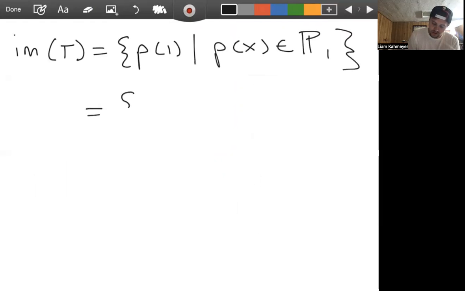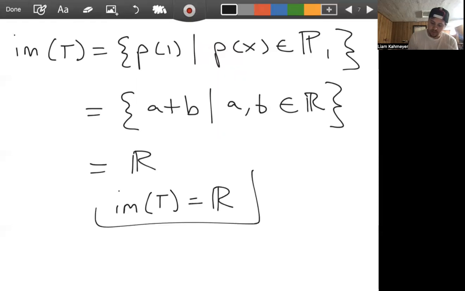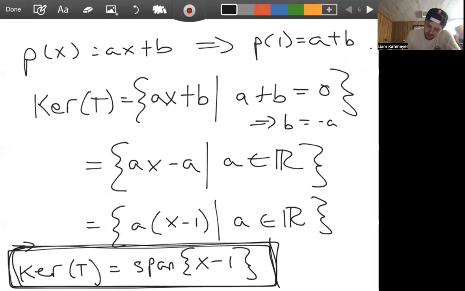But what is P of 1? If polynomials in P1 are of the form AX plus B, then that means we just have the collection A plus B such that A and B are real numbers. What is this collection? Well, if you let A and B vary through all of the real numbers, the sum A plus B varies through all of the real numbers, which means that the image is just R. So we have that the kernel was the span of the polynomial X minus 1, and that the image is the real numbers. What do you notice here?